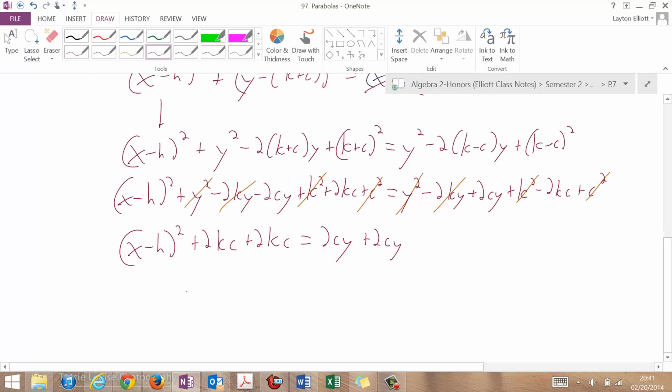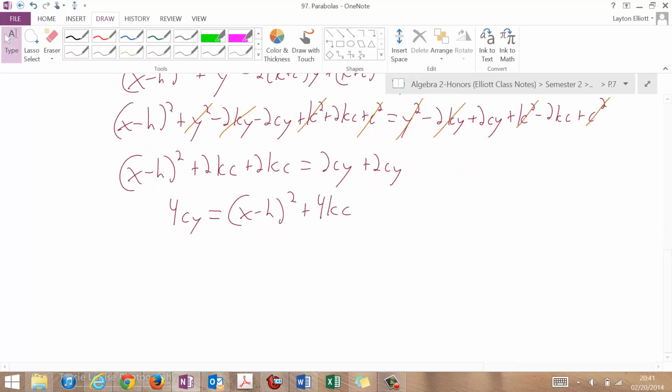Or, if I move it around and switch things around, I have 4cy is equal to (x minus h) squared plus 4kc. Finally, if I divide both sides by 4c, that means that this gets divided by 4c and this gets divided by 4c. I get y is equal to, and instead of putting it over 4c, I'm going to put it as 1 over 4c times (x minus h) squared plus k.